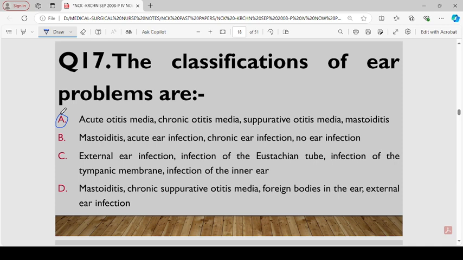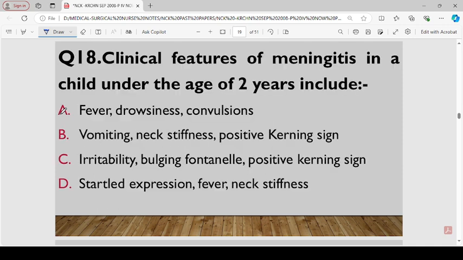Option D has classified foreign bodies in the ear as an infection, right? It's a condition. So option A is the best option for us.